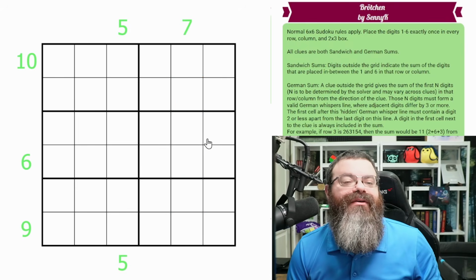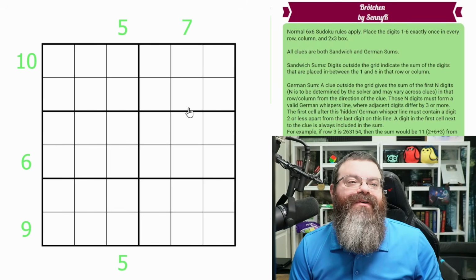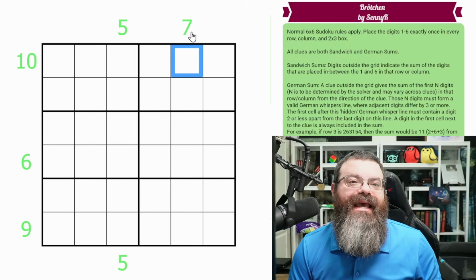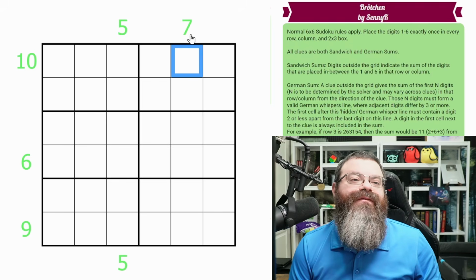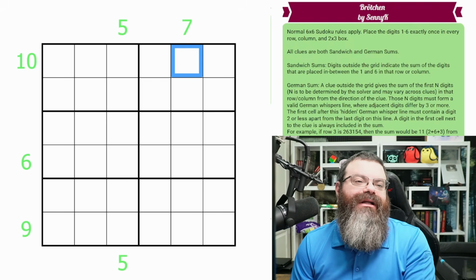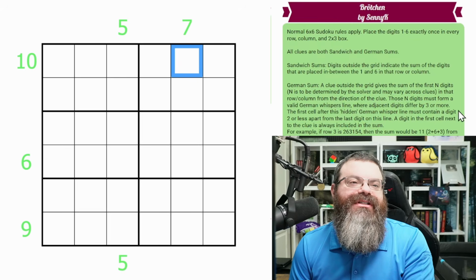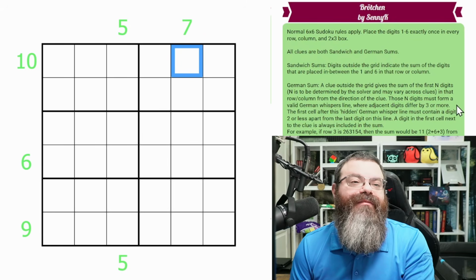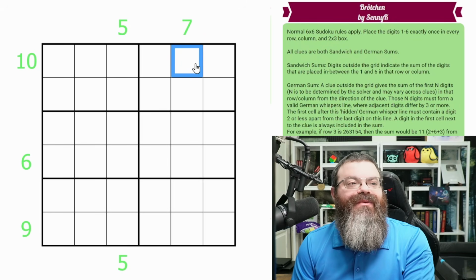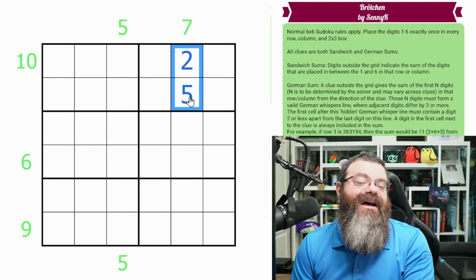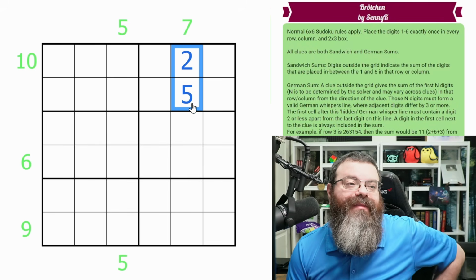So a clue outside the grid gives the sum of the first n digits, and we have to determine what n is, but it's the sum of the first n digits in that row or column from the direction of the clue. Those n digits must form a valid German whispers line, where adjacent digits differ by 3 or more. So if this was a 2 and this was a 5, then notice that 5 minus 2 is 3. Those do differ by 3 or more.